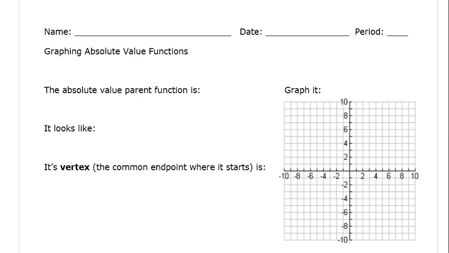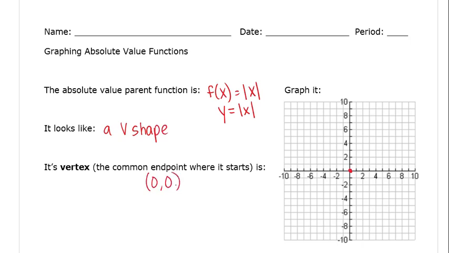So for an absolute value function, the parent function looks like f of x equals the absolute value of x. And if that f of x bothers you, remember that really just means y equals the absolute value of x. So we're graphing absolute value functions which have 2 variables here. It looks like a V shape, and it starts at the origin, so its vertex, the common endpoint, is 0, 0. And then it always goes up 1 and over 1.